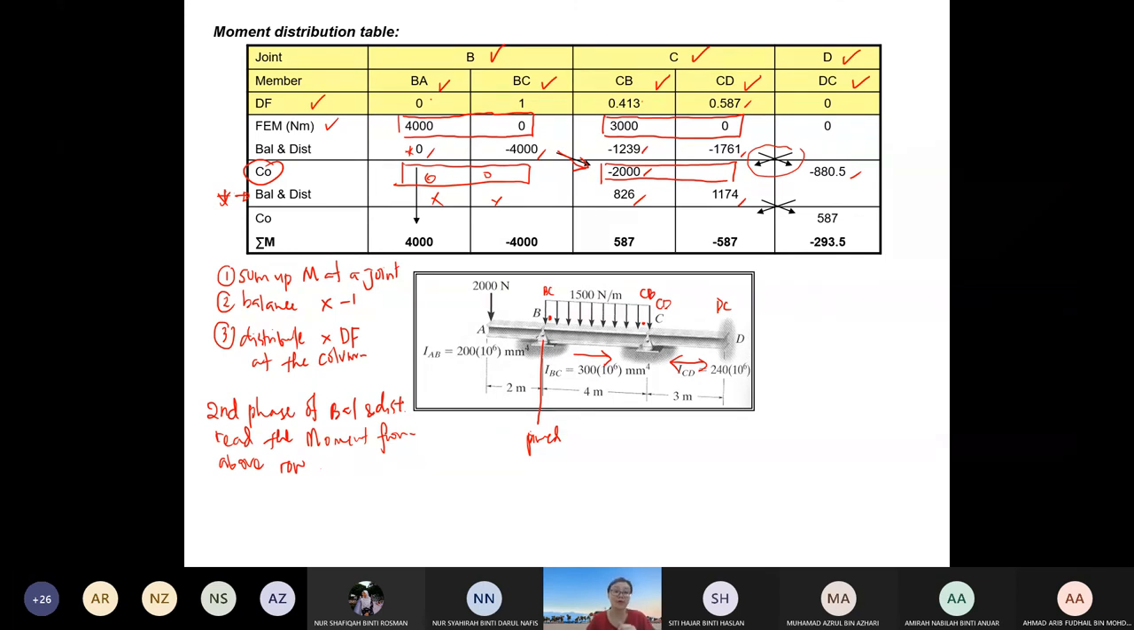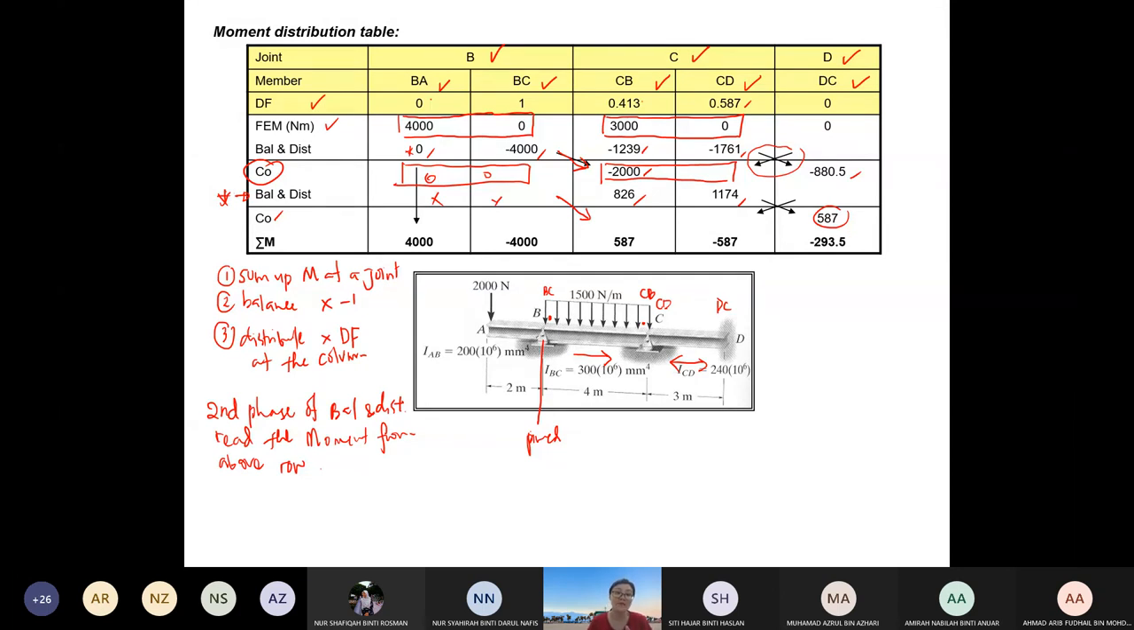Then you continue with carryover because this has not yet reached zero. So you continue with carryover using the same arrow. There is no more arrow here because it is zero. Then you continue with balance and distribute. But from the observation, you know that the next step of balance and distribute will all be equal to zero, because this multiplied with zero later gives zero. So you just stop from here.